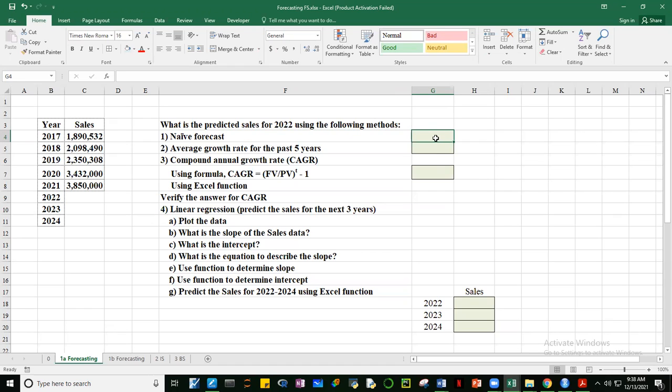You just base it on the previous sales. So using the naive forecast, the sales will be 3,850. That's the latest sales. Okay.